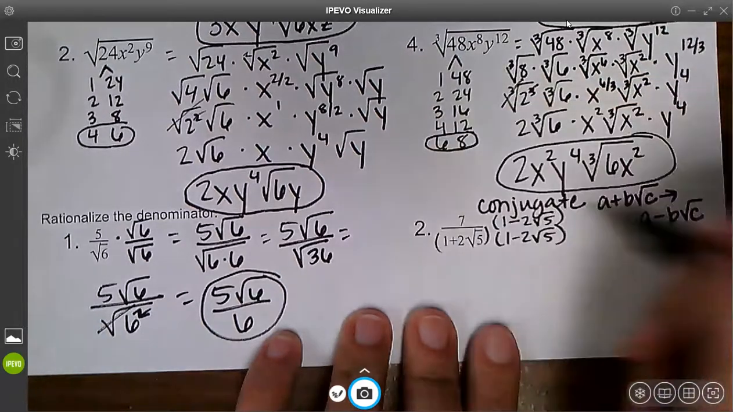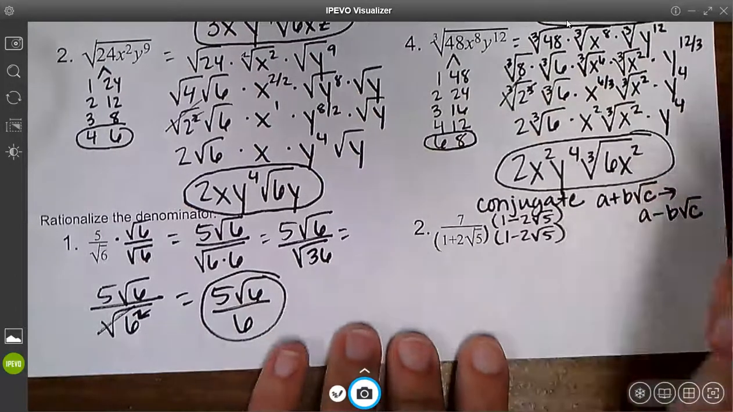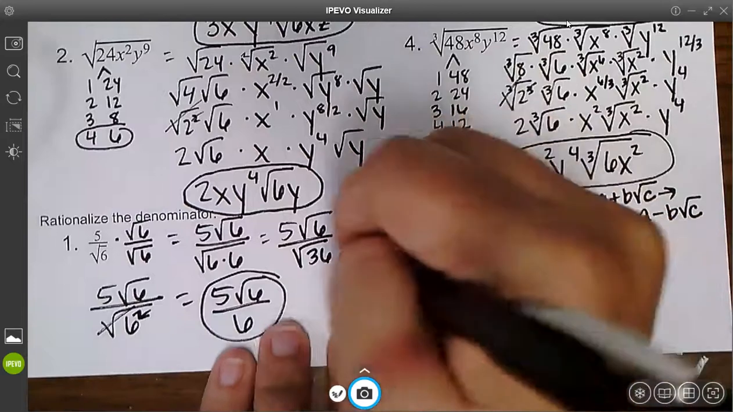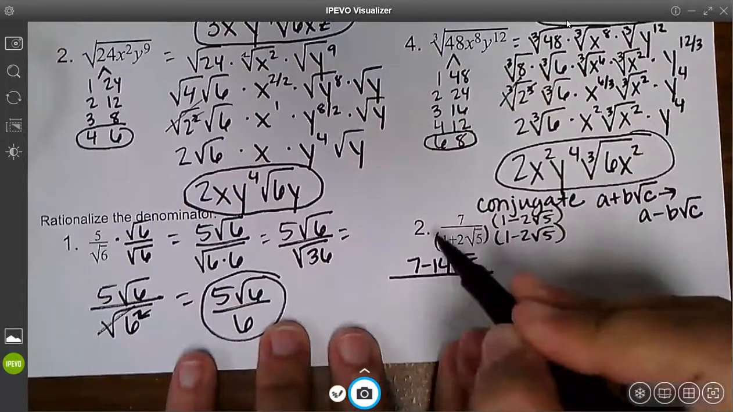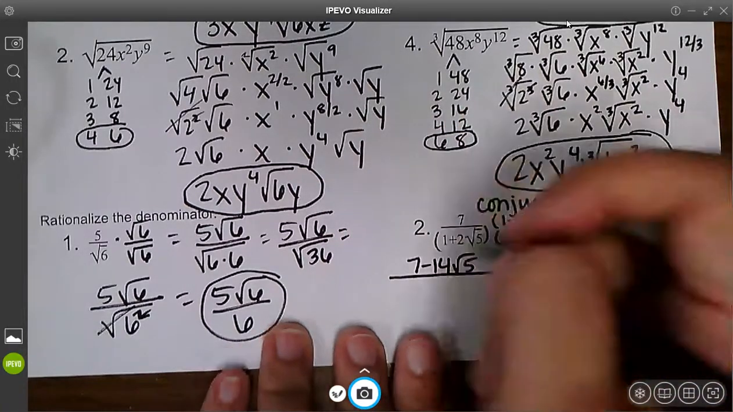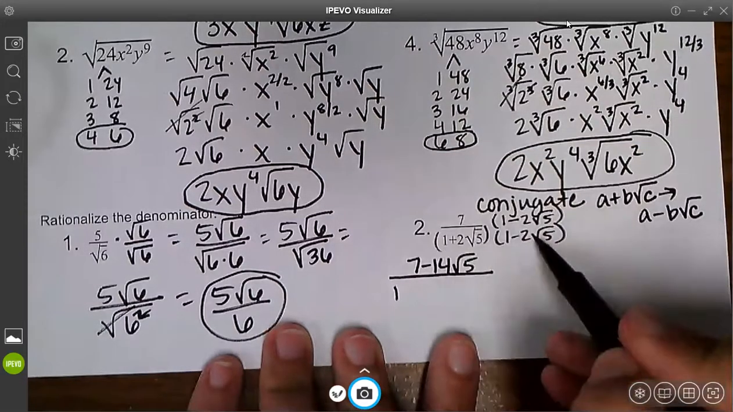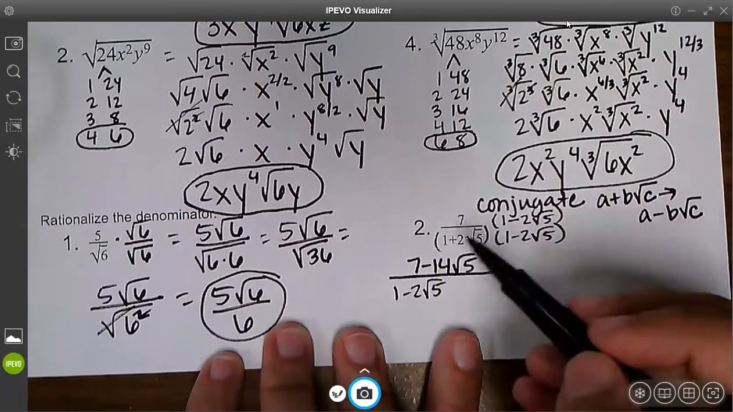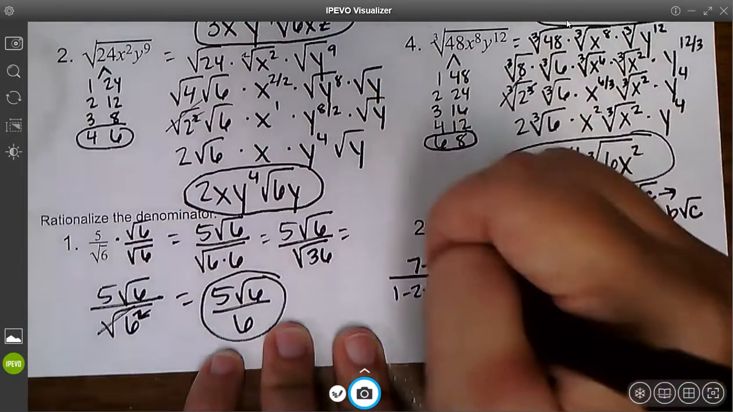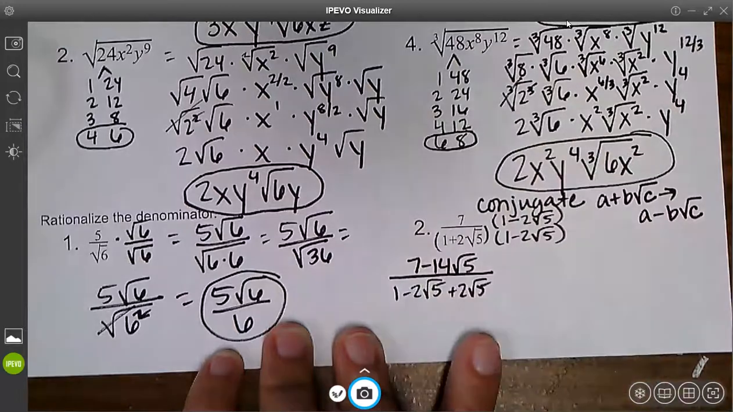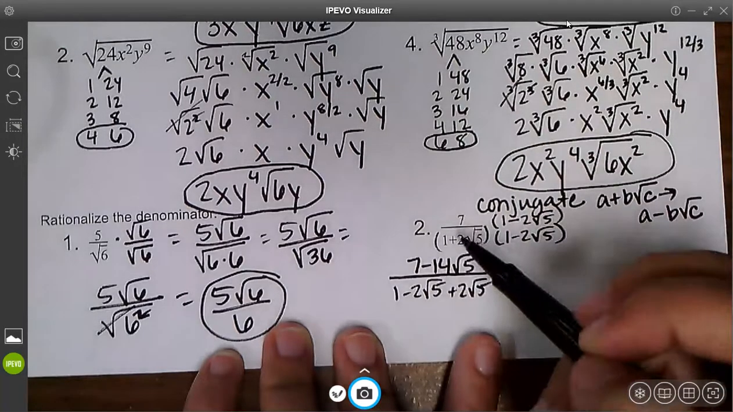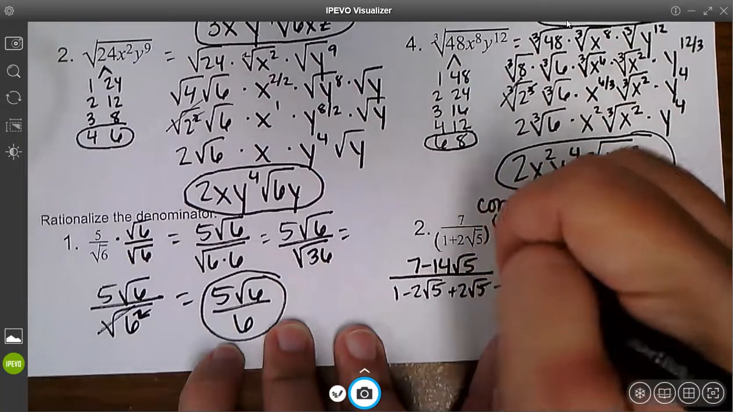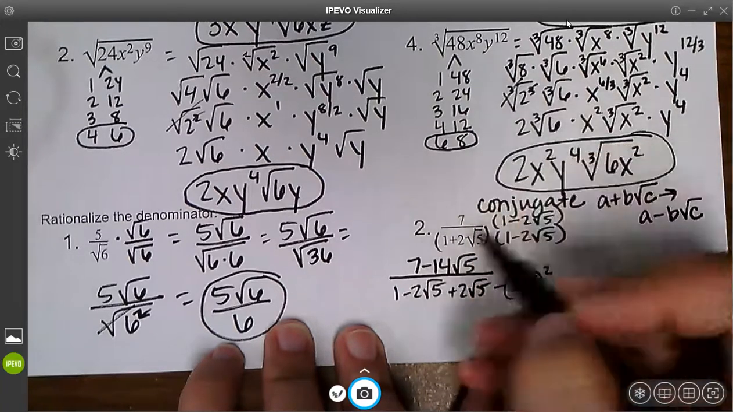When you do that, you have to FOIL out the denominator. So on top, I'm distributing my 7. I have 7 minus 14 root 5. And on the bottom, I'm FOILing it out. So I have 1 times 1, which is 1. 1 times negative 2 root 5 is negative 2 root 5. Positive 2 root 5 times 1 is positive 2 root 5. And positive 2 root 5 minus 2 root 5 is negative 2 root 5 squared. We have a positive and a negative.